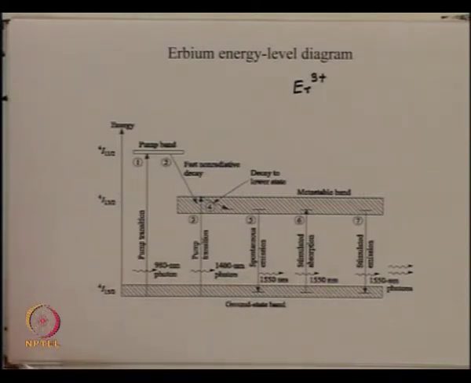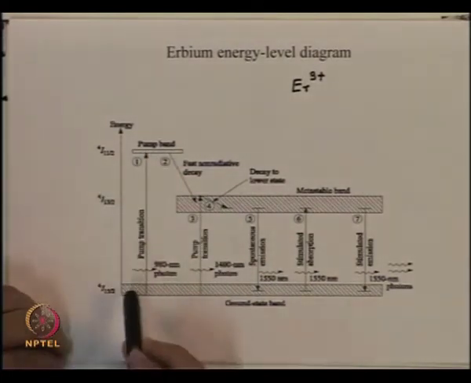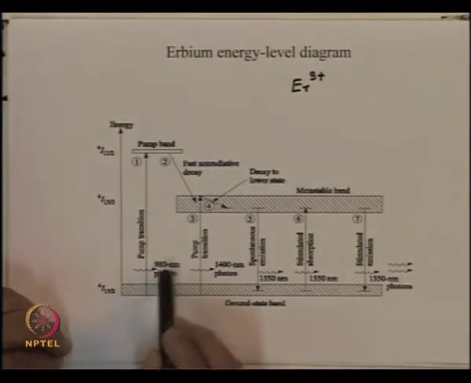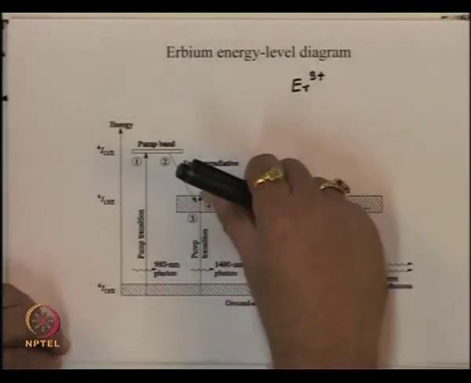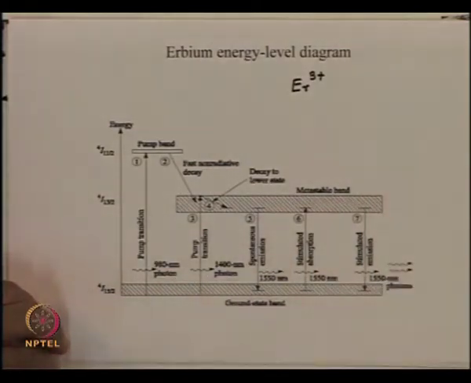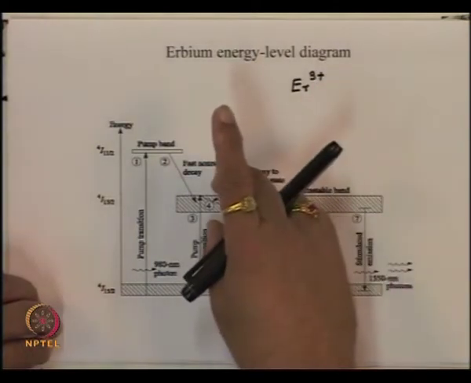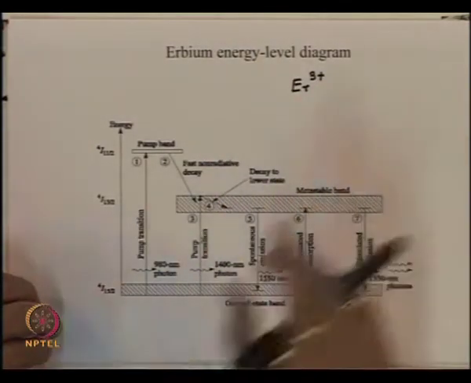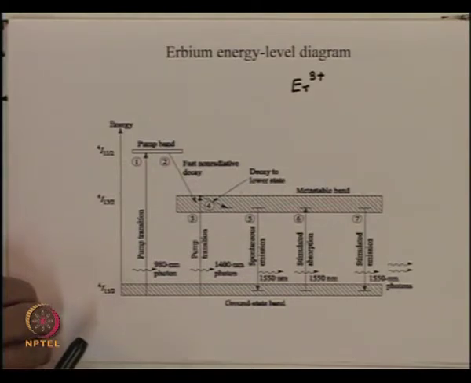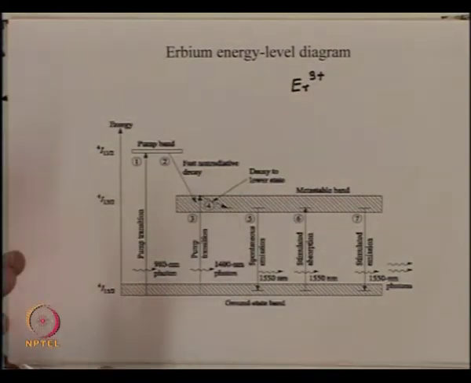So now the idea here is as follows. We excite the atom from this level to this level, and this difference corresponds to 980 nanometer. This difference from the edge is 1480 nanometer to something like here, which is about 1550 or 1560 nanometer. So this band is fairly broad. It can go from about 1480 nanometer to 1560 nanometer. And this band difference is 980 nanometer. So there are now two possibilities.